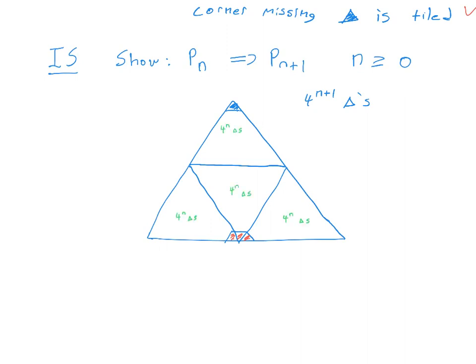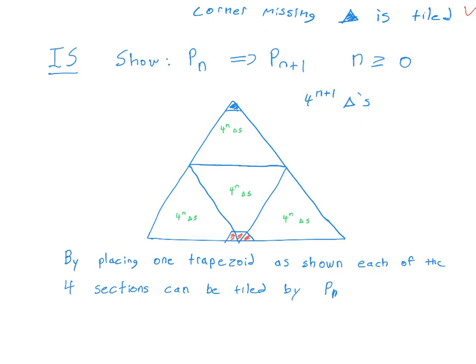So let's write down our conclusion. What we want to write down is that by placing one trapezoid as shown, each of the 4 sections can be tiled by p sub n. And that concludes our induction. So the inductive step gets the check mark, the base case worked out. So therefore, by induction, all of these triangular grids with the corner missing can be tiled with the trapezoidal shape.